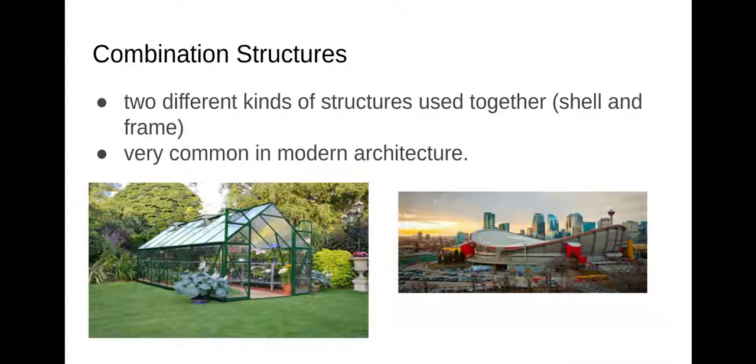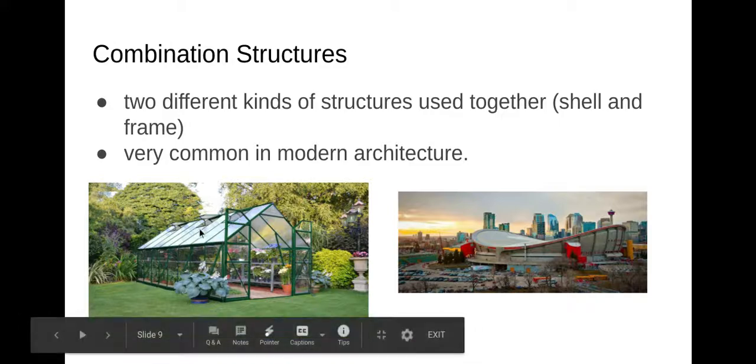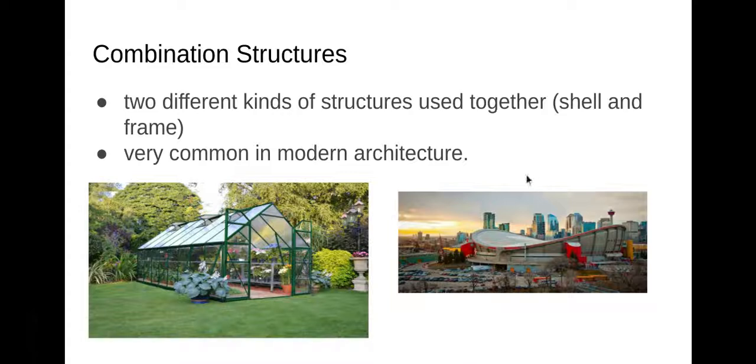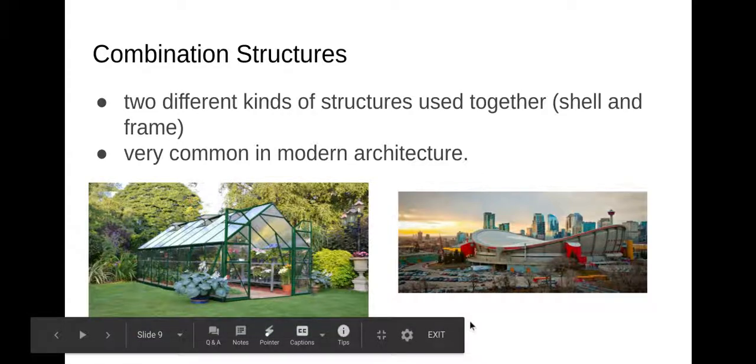You can have combinations. So that's when you have two different types of structures put together. So a shell and a frame, and that would be the greenhouse. Very common in modern architecture. You could also have those. So the Saddle Dome is another example of that.